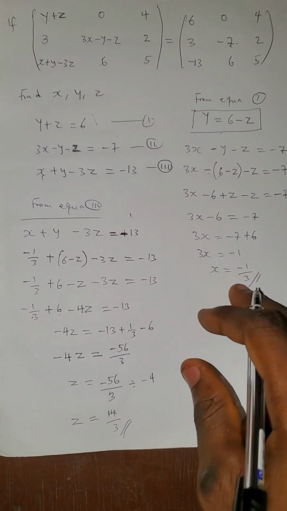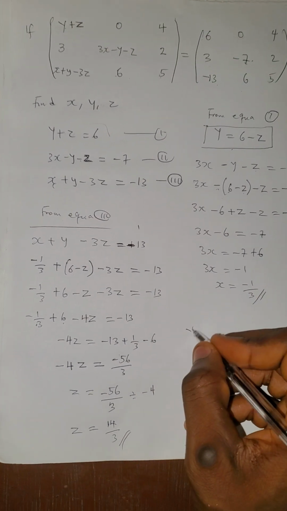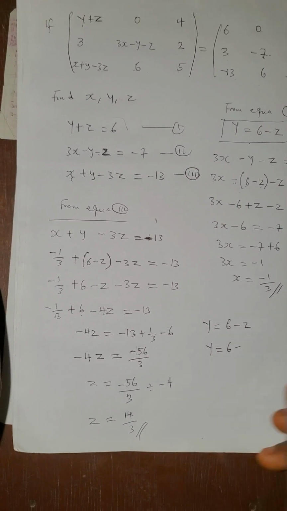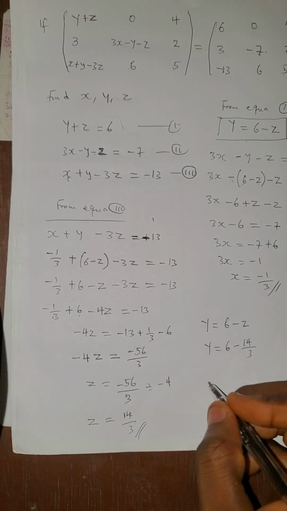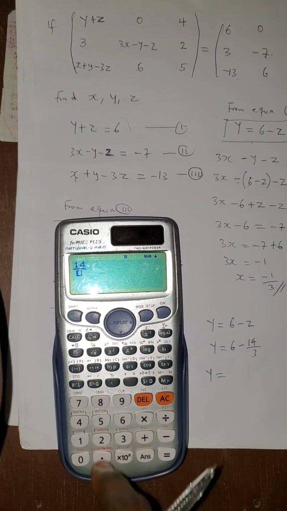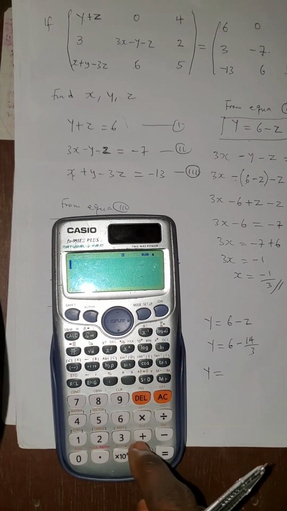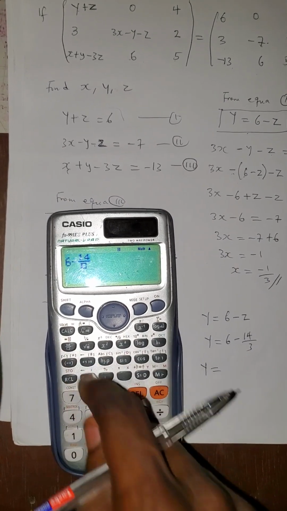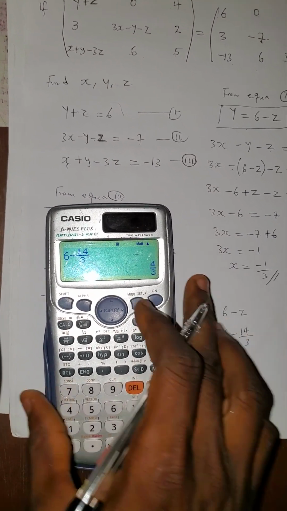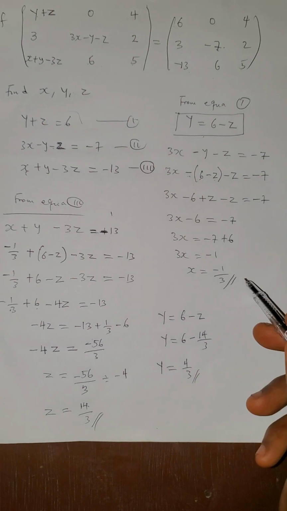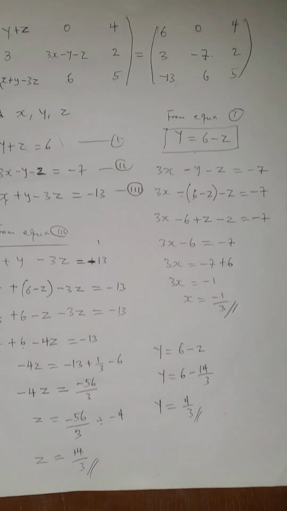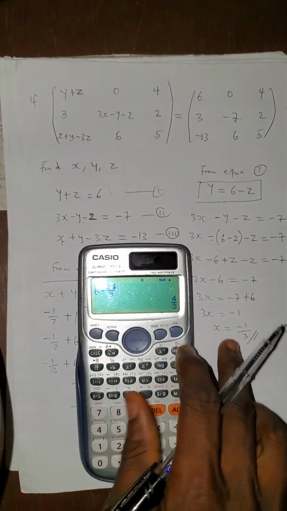Then we've gotten x, we've gotten z, we need y. So don't forget, y is equals to 6 minus z. So y will now be 6 minus, what's our z? 14 over 3. So y will now be 6 minus 14 over 3. And the answer is 4 over 3. So x is minus 1 over 3, y is 4 over 3, then z is 14 over 3. Now let's use the calculator method to solve this.